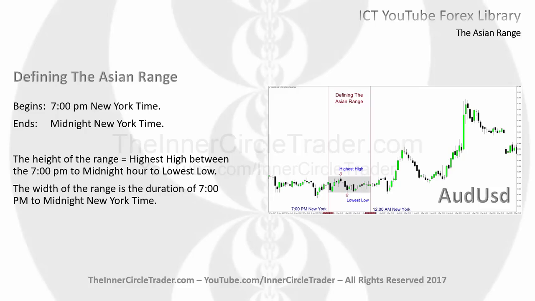In intraday price action, the height of the range is the highest high between 7 p.m. to midnight New York time to the lowest low between 7 p.m. and midnight New York time. The width of the range is obviously the duration of 7 p.m. to midnight New York time.